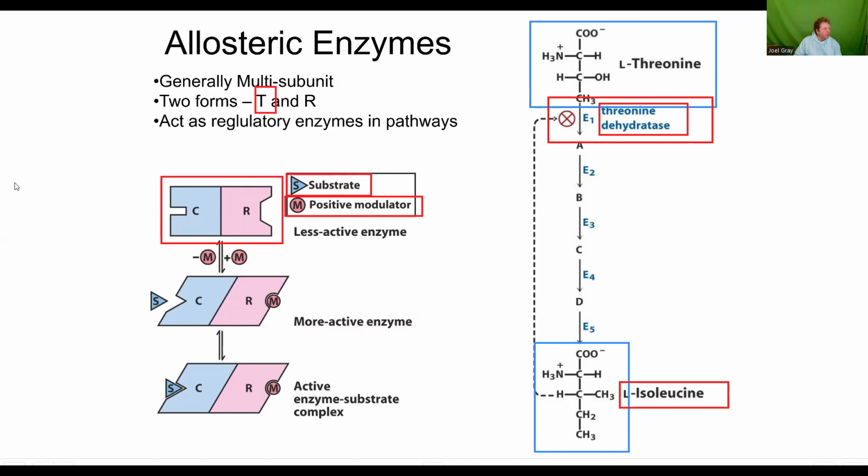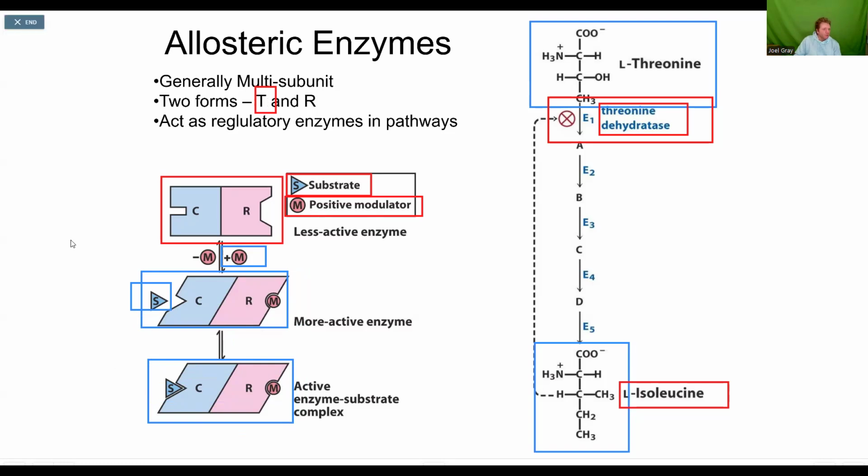Now, what we also have is, well, that positive modulator binds. And whenever that positive modulator binds, it changes the structure of the protein. It causes it to change shape. And whenever that protein changes shape, then the natural substrate can bind with greater ease. And that can then go on to produce our product. So whenever that positive modulator releases, you go back to that T state, or whenever that positive modulator binds, you move to that R state.